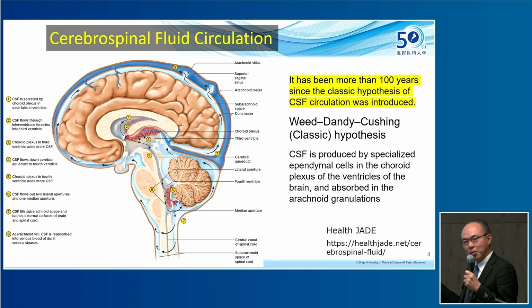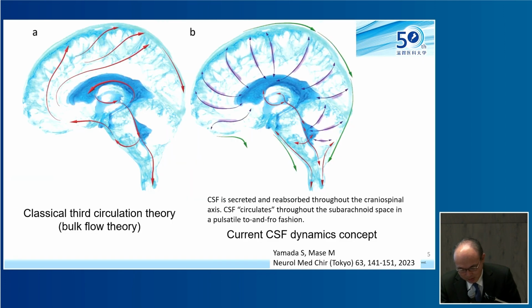There is a new theory: CSF is secreted and reabsorbed throughout the whole spinal fluid axis, and CSF circulates throughout the subarachnoid space and pulsates to and fro. But the exact understanding is not yet established. There are very unclear regions in CSF circulation, including the lymphatic system.